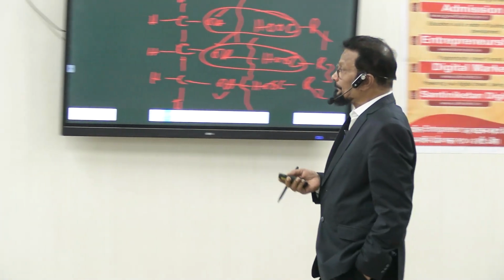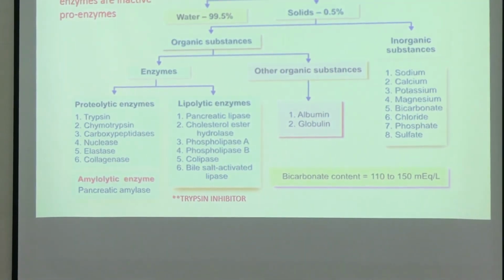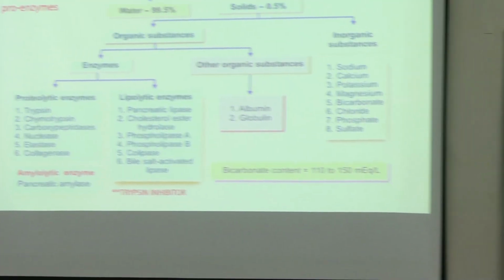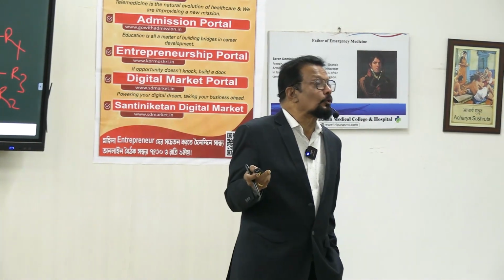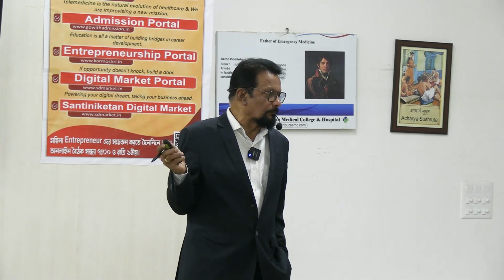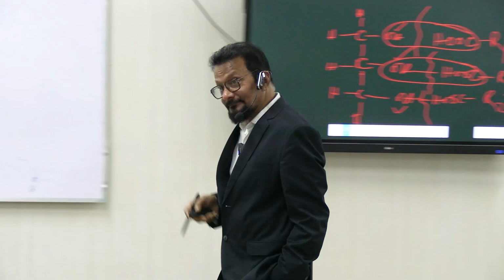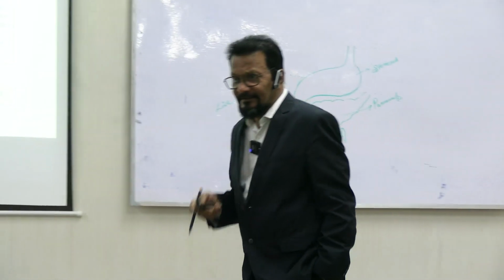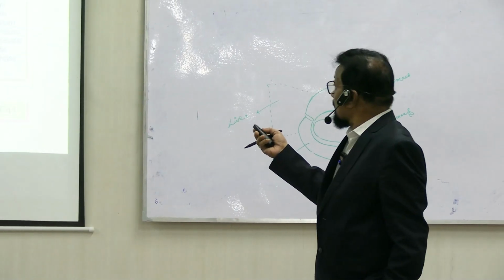And next to this, phospholipase B. This also hydrolyzes phospholipids in the same manner. And colipase, which is actually a coenzyme supporting the lipase. Without the support of colipase, it cannot act.